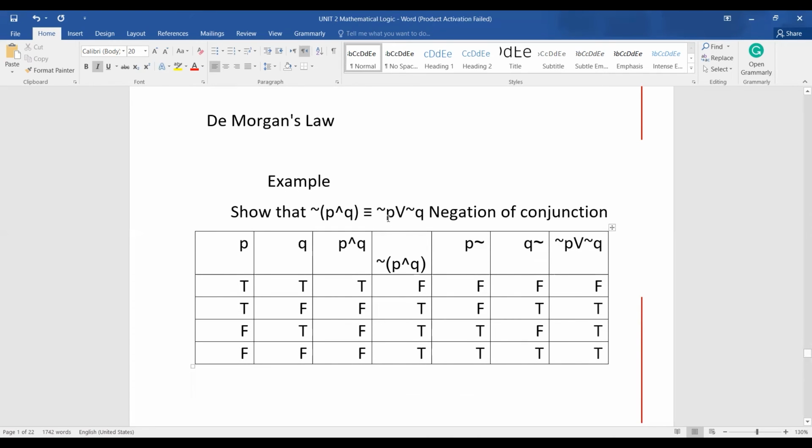Next, we need to find negation of P. We have P, we need to find negation of P. P is true, the negation would be false. True, negation would be false. False, negation would be true. And false, negation again would be true. We found negation P.